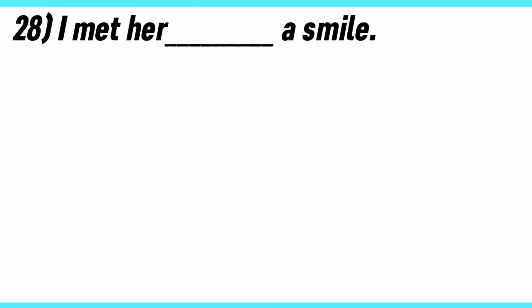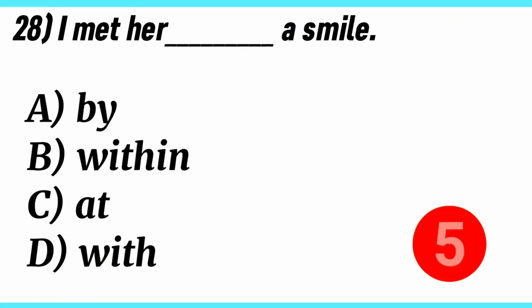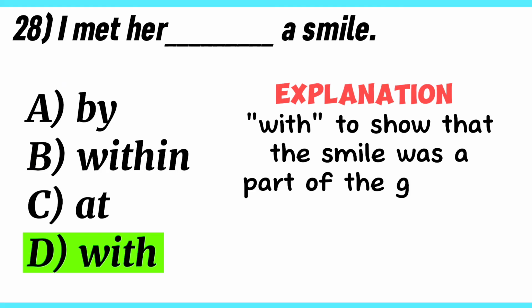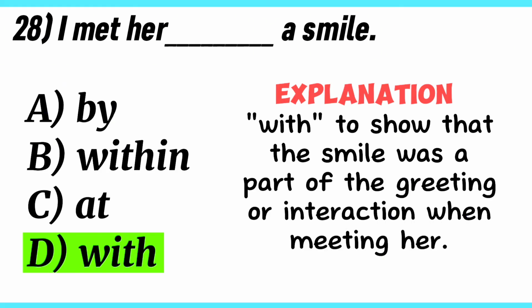I met her, dash a smile. The correct answer is option D, with. Explanation: with, to show that the smile was a part of the greeting or interaction when meeting her.